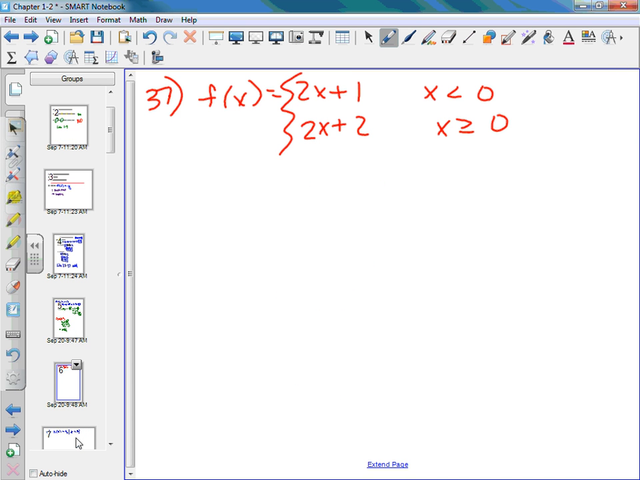37. What's going on with 37? Does anybody know what this kind of function is? What this function is called? I think of pie whenever I say this because I always want to have a piece of the pie. Now, nobody remembers still? I don't know what it's called. This is called a piecewise function.